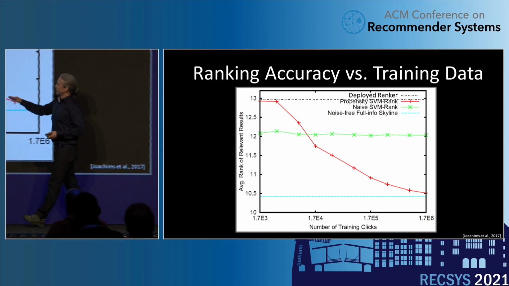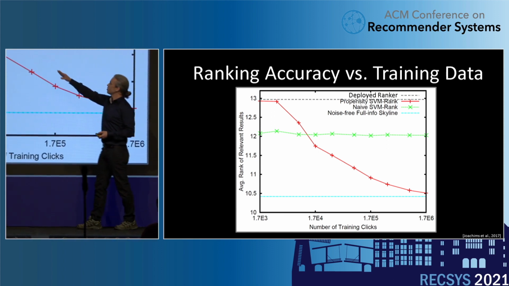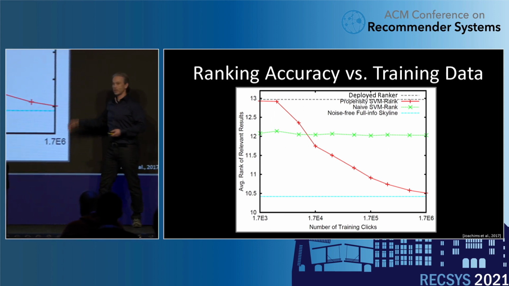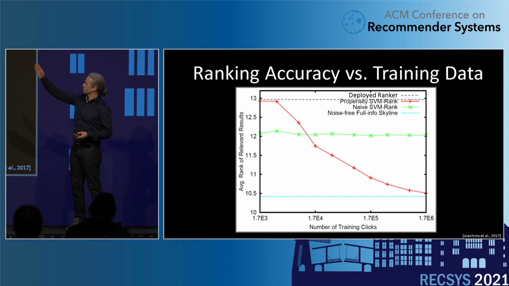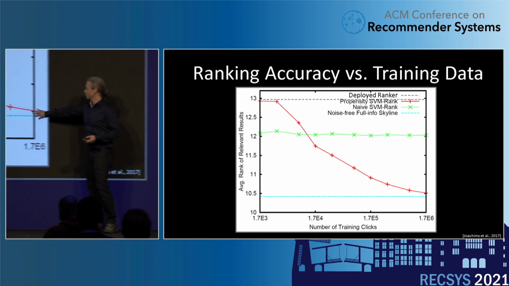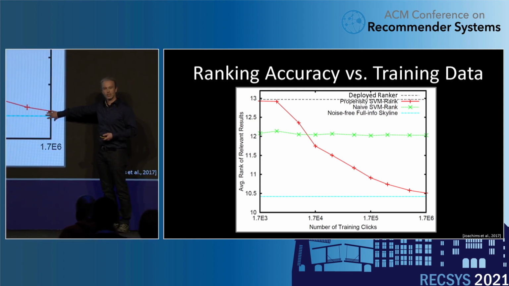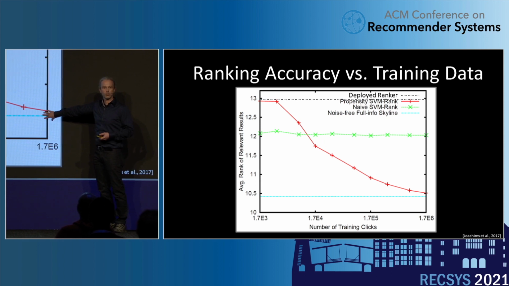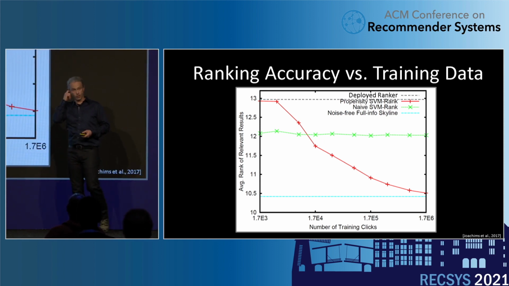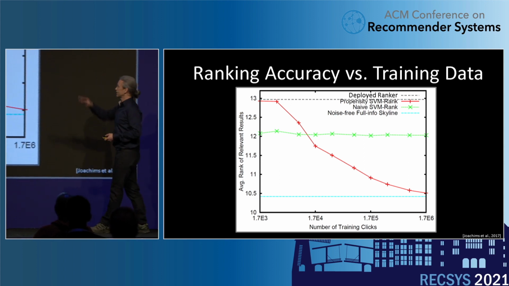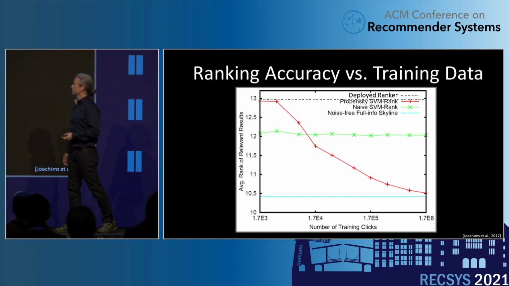And this red line is if you do this unbiased, inverse propensity learning to rank. Eventually you get a consistent learning process, and you converge to the performance of what you would have gotten if you had actually had all the relevance judgments. The green one is if you use a biased learner that doesn't correct for the position bias, and that is biased and levels off and doesn't improve anymore.